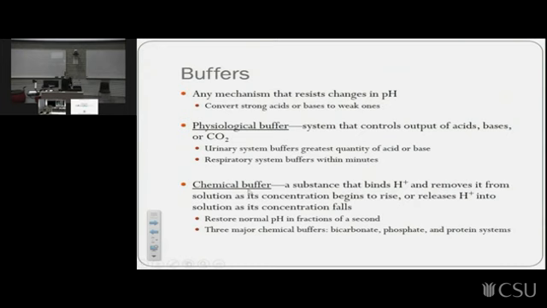And then we've got chemical buffers, which are a substance that binds hydrogen and removes it from the solution as its concentration begins to rise, or releases hydrogen into a solution as its concentration begins to fall. This restores normal pH in fractions of a second, and there are three major chemical buffers. We've got bicarbonate, phosphate and protein systems. These mixtures are all referred to as buffering systems. Okay, so they're able to take on hydrogen and then release it into a solution where it might be necessary. So it can take hydrogen that's freely floating around and then put it somewhere where it might be needed for human function.